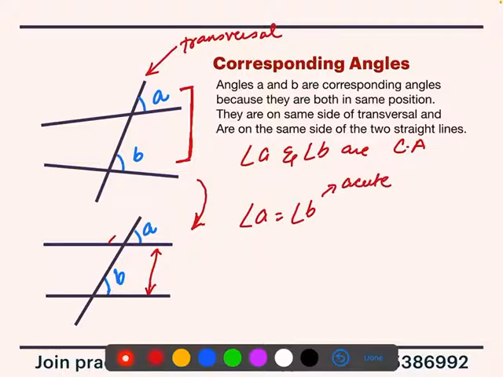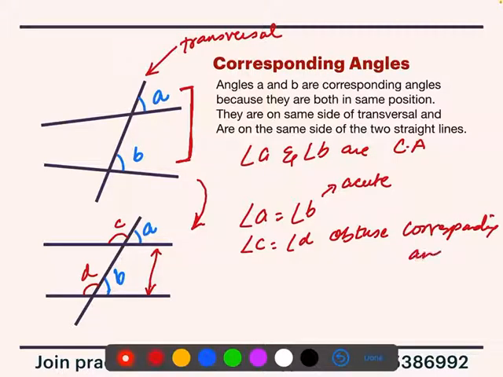However, if I talk about C and D, then this set is obtuse corresponding angles. You can see the spelling from here. Right. There are other corresponding angles also. So I'll just, for your clarity, do that.